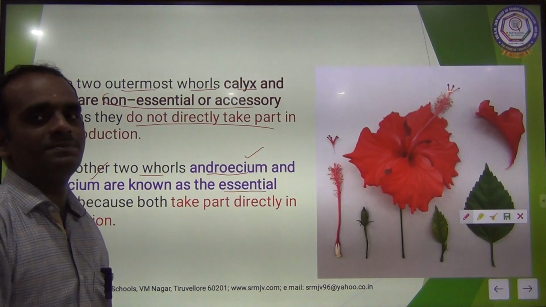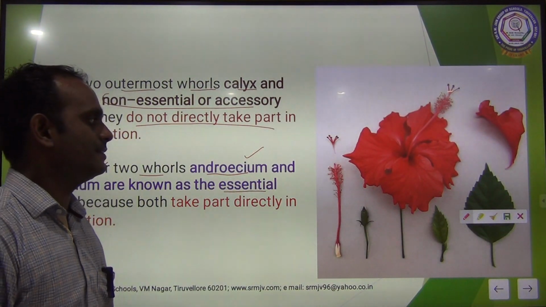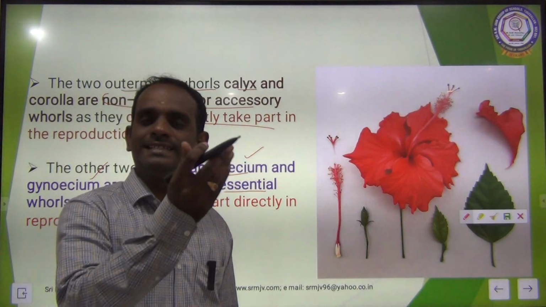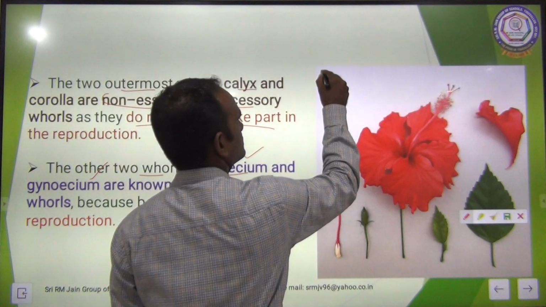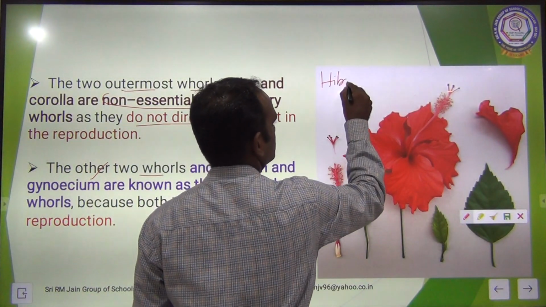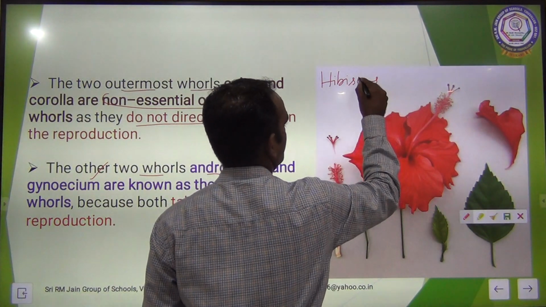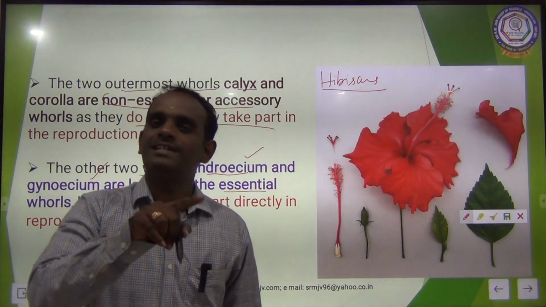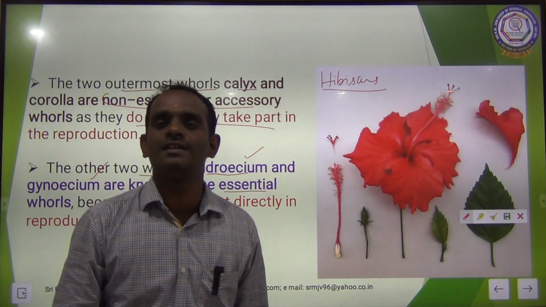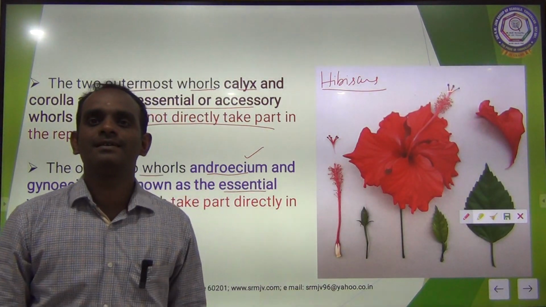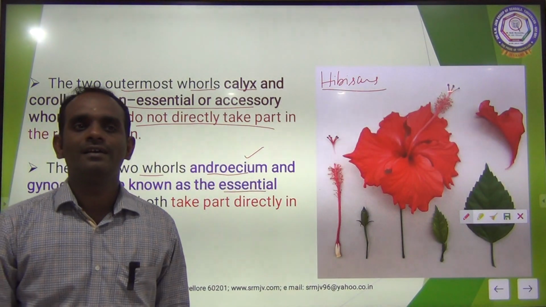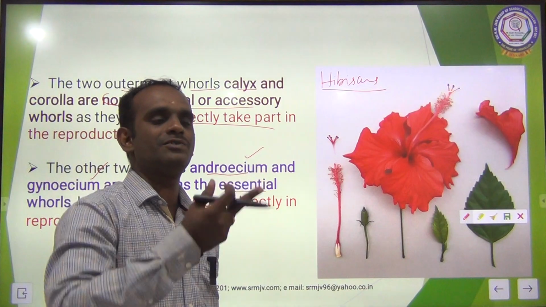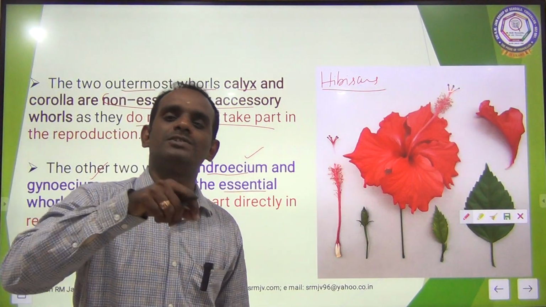Can you see this picture, children? What type of flower is it? Yes, exactly, hibiscus. Is hibiscus a bisexual flower or a unisexual flower, children? Yes, right. Hibiscus is a bisexual flower. Why is it said to be a bisexual flower?